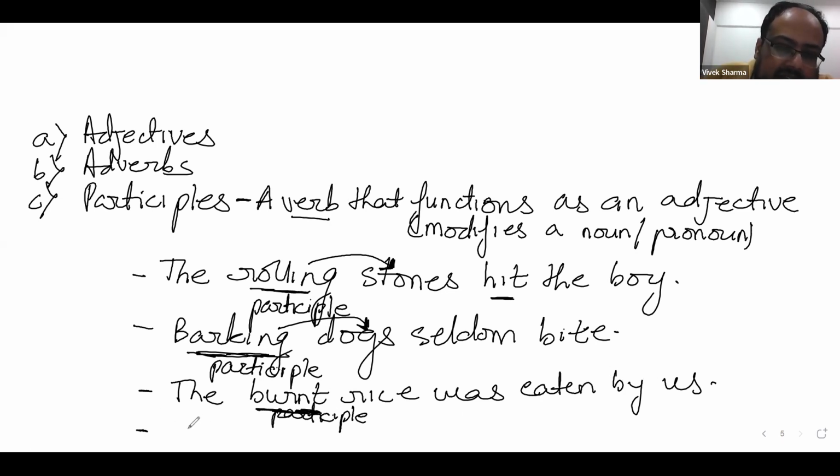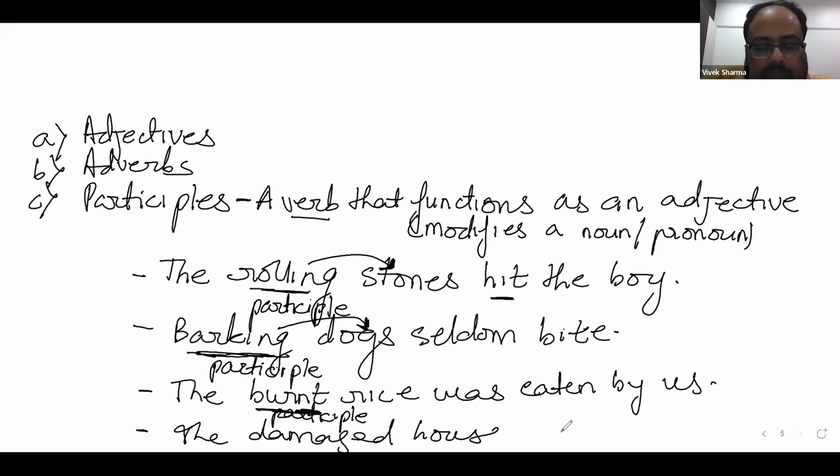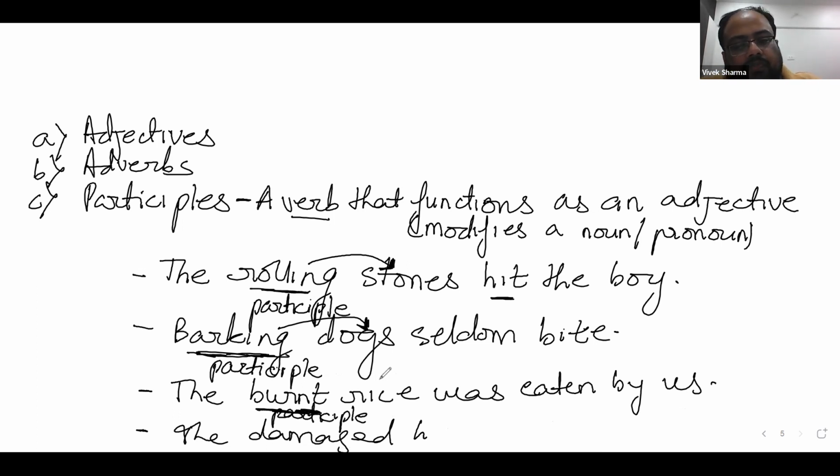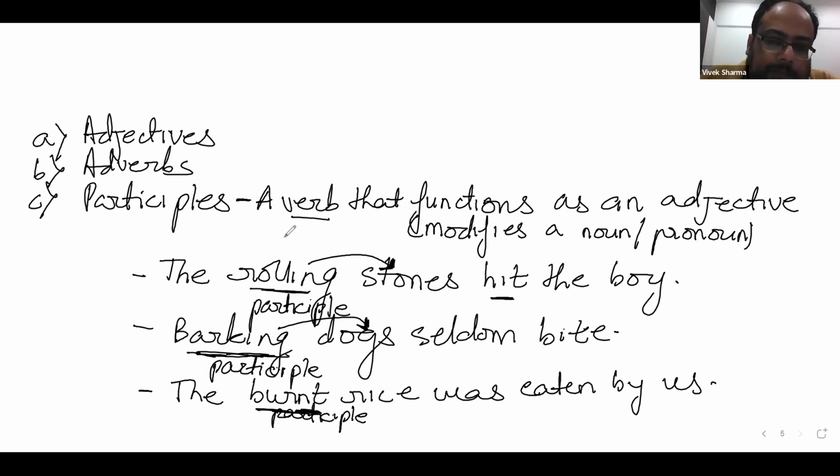Another simple example. The damaged house collapsed. Which house collapsed? The damaged house. Damaged is again a participle, and it refers to house. And damage technically is a verb. So these are some examples of participles.